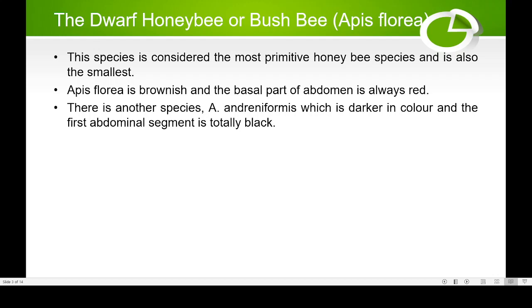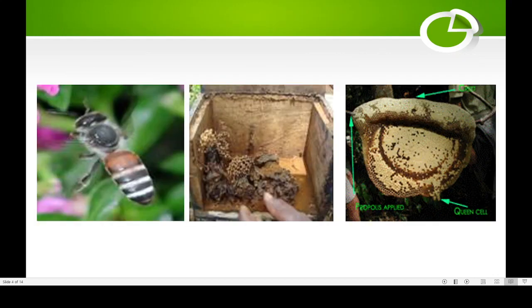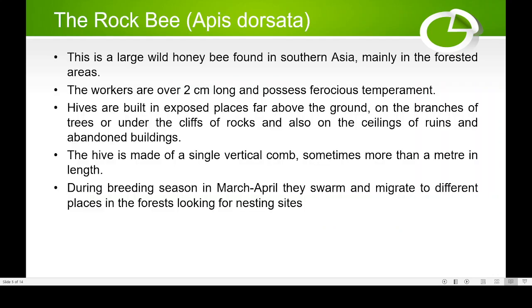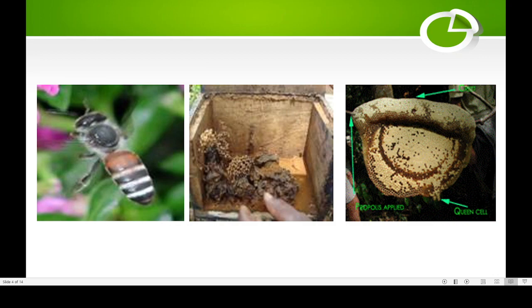Then there is another species known as Apis andreniformis, slightly darker in color. The first abdominal segment is totally black. Here it is reddish in color, in andreniformis, about which you don't need to study. It is more blackish in color. So these are the species of the first type of honeybee, known as Apis florea.